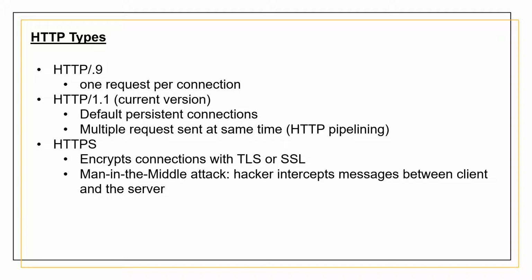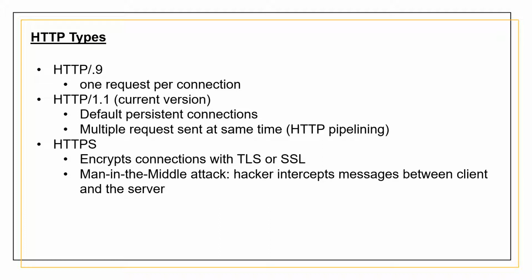So enter HTTP/1.1. This kind of solved that problem by having default persistent connections. And what this enabled them to do is send multiple requests at the same time, and this is called HTTP pipelining. So they didn't have to connect to the web server every time. They could just send multiple requests and get multiple responses back with just one connection, and this allowed for faster loading times and quick searching, and life is good.